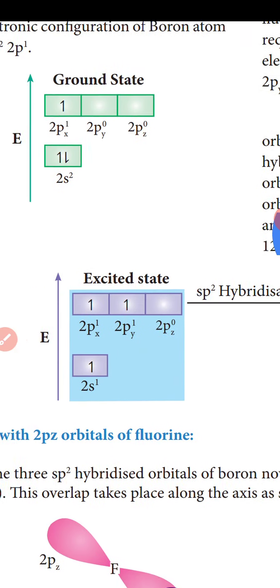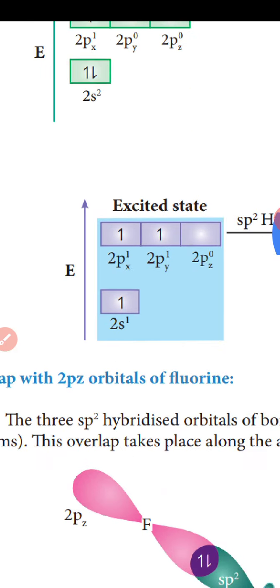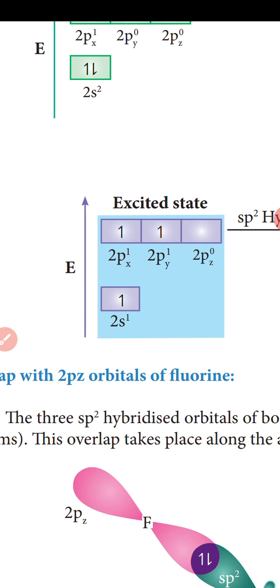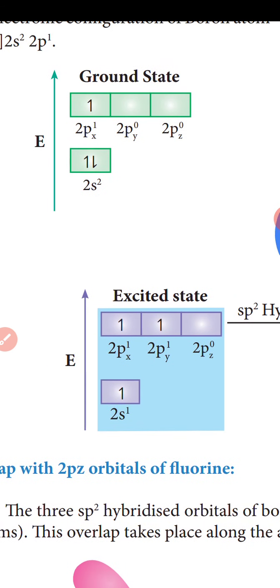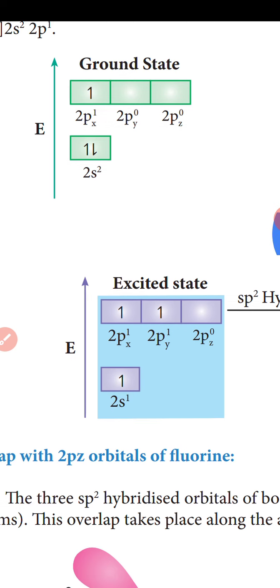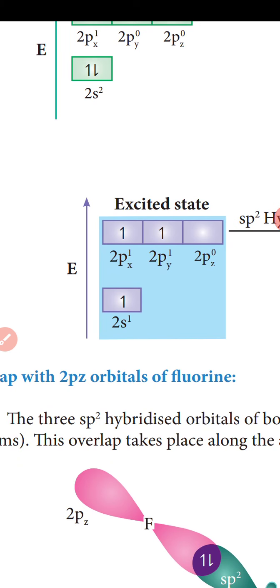In the ground state, boron has only one unpaired electron in the valence shell. In order to form three covalent bonds with the fluorine atoms, three unpaired electrons are required. To achieve this, one of the paired electrons in the 2s orbital is promoted to the 2py orbital in the excited state.